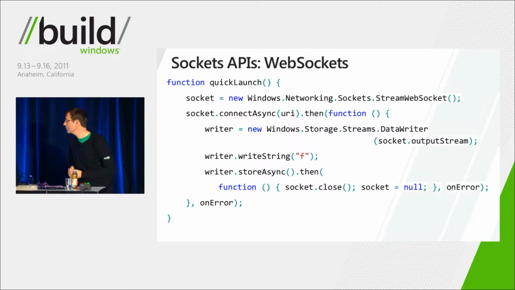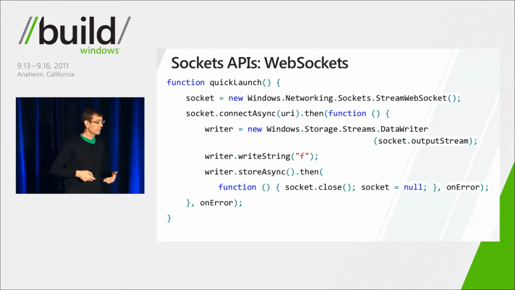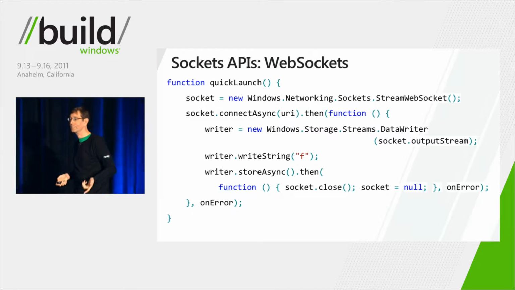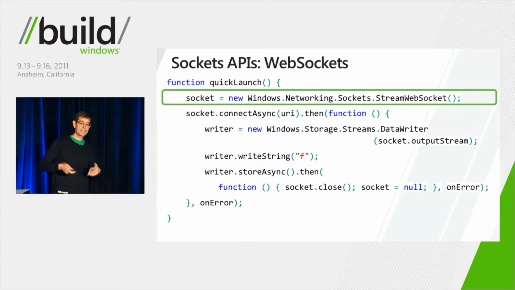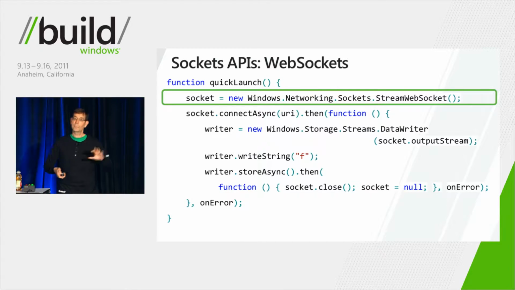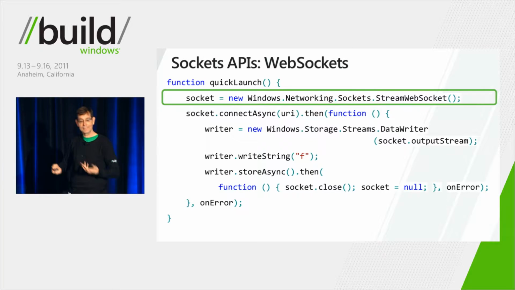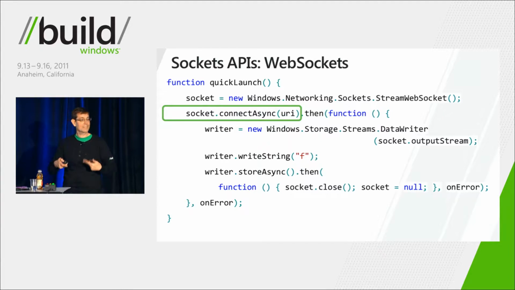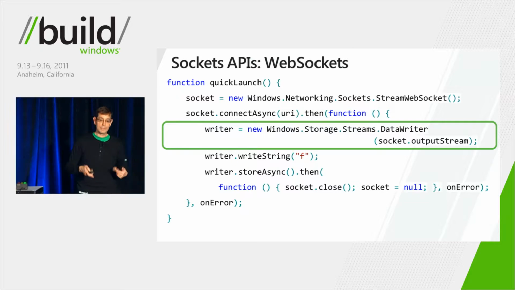All right, let's jump into WebSockets. WebSockets, it's an API that looks like sockets. If you remember what the code before looked like, the WebSockets code looks very similar. You can make a socket with the Windows networking socket, Stream WebSocket. Before, when I made just a regular socket, it was the Stream socket. This is Stream WebSocket. You connect to a URL because WebSockets connect to a URL. Once the connection happens, I can make my data writer.